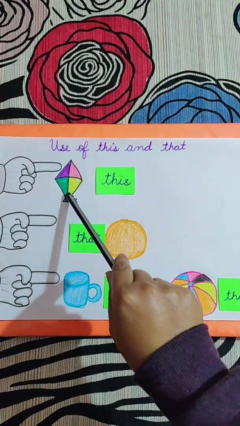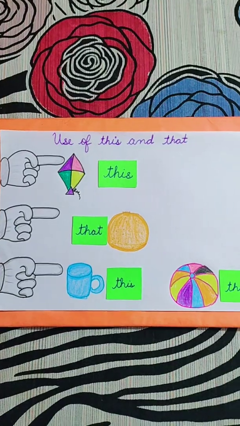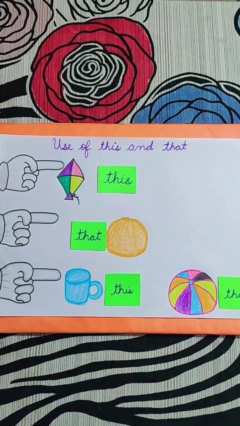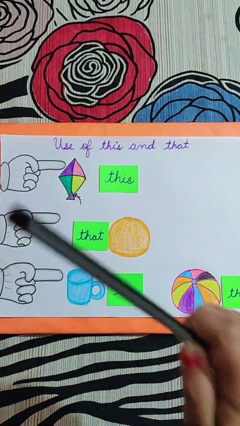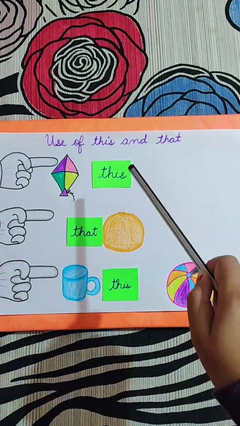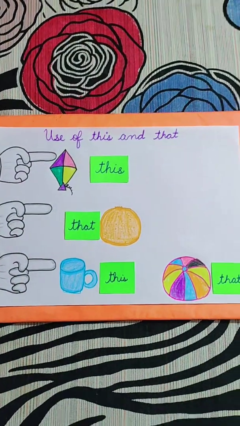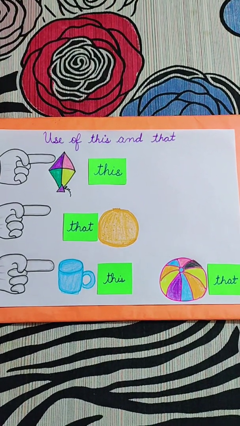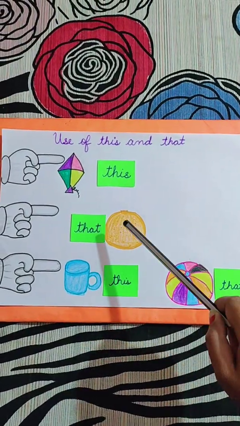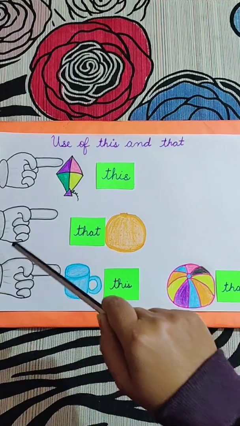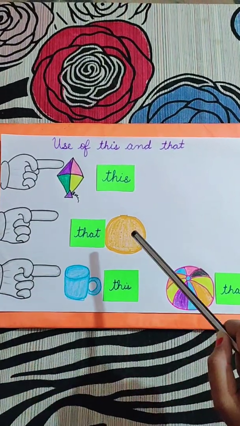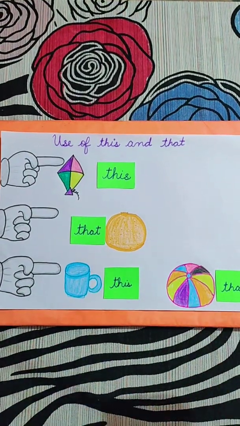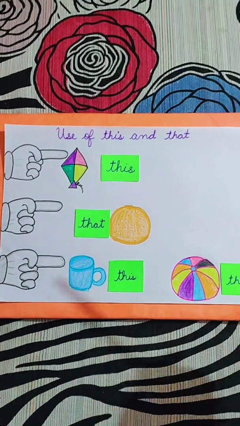The thing which is close to us and it is only 1 in number, for that thing we use THIS, this. When one thing is close to you and you can even touch it, then you use THIS, this. And when anything which is 1 in number, that means it is single, and you are not able to touch it, it is far from you, then you will say that for the same thing. Like here, that is an orange because you cannot touch it.